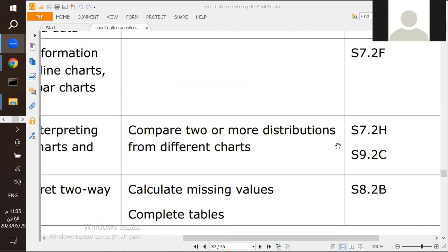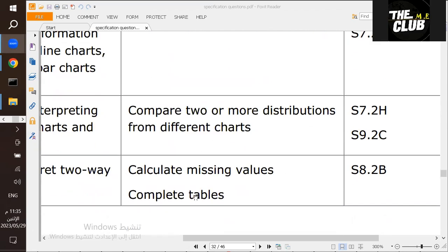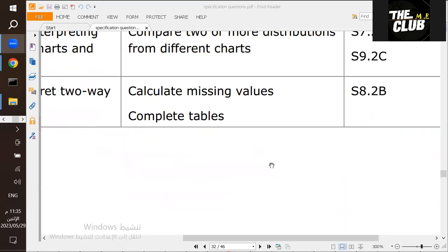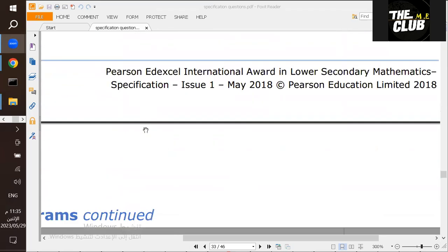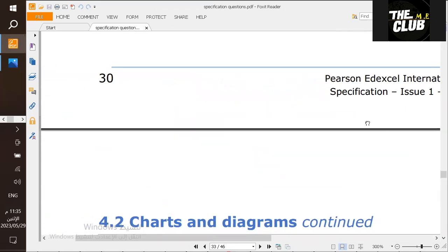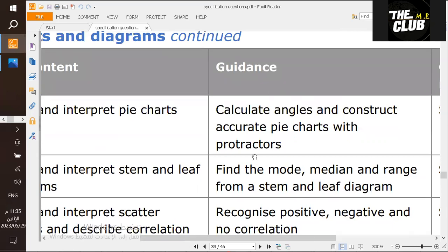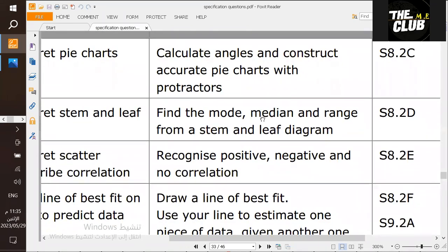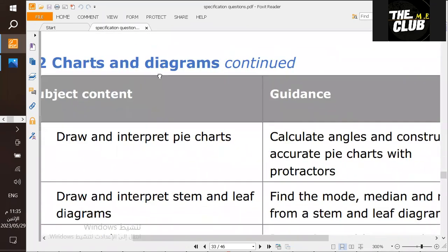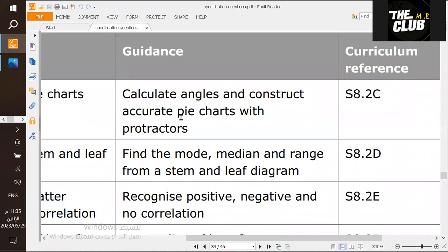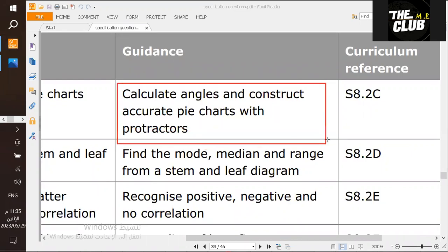Comparing two data distributions from different charts, calculate missing values, complete value tables. They will give you a table. You're going to complete the numbers. That's the idea. And then they will ask you about the table. Right? Which page is that? 30, still 2 pages. Most of the ones here now are just knowing stuff. They're not questions. This one is about charts and diagrams. Calculate angles, construct accurate pie charts with protractors. This one is important. The pie chart thing is important because most people have problems with it.